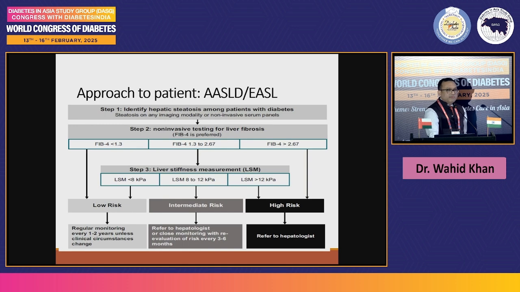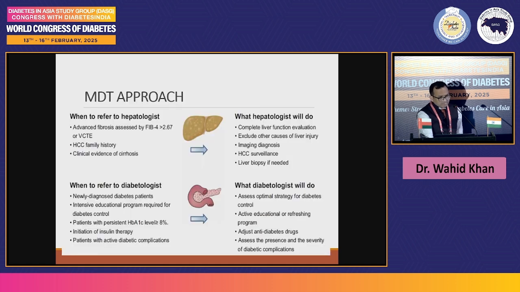In case the value is above 2.67, urgent referral to a hepatologist should be considered to evaluate for further causative factors leading to such advanced fibrosis at the initial stage. In case the values are indeterminate, between 1.3 and 2.67, we may order a liver stiffness measurement by doing a FibroScan, wherein a value of 8 kilopascals is labeled low risk, and above 12 kilopascals, again, is a high risk case.